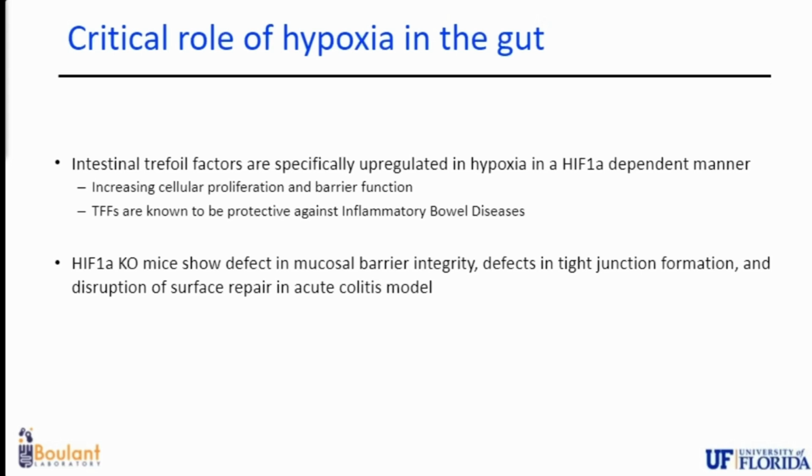Because if we also have mouse, which for an example are knockout HIF1 alpha, they actually are not able to repair the damage that we can induce in an acute colitis model. So response to hypoxia by intestinal epithelium cell is very beneficial for the host when we are looking at the integrity of the barrier function of the gut.